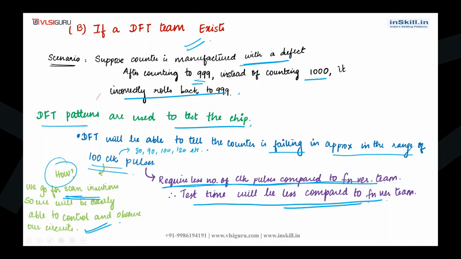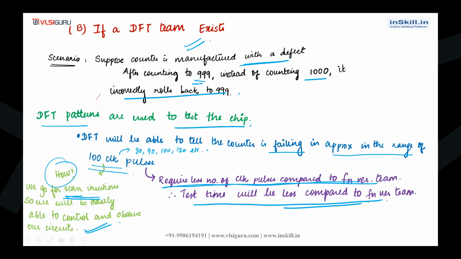We'll understand what scan insertion is and how, with the help of scan insertion, we are able to easily control and observe our circuit. We'll explore it more when we do the DFT advanced course. In the regular course, we'll be able to understand the basics. So with the DFT team, we are able to tell that the counter is failing in significantly fewer clock cycles, and that is because we are going for scan insertion, which lets us easily control and observe our circuit.